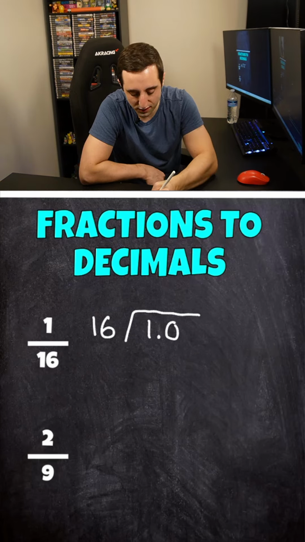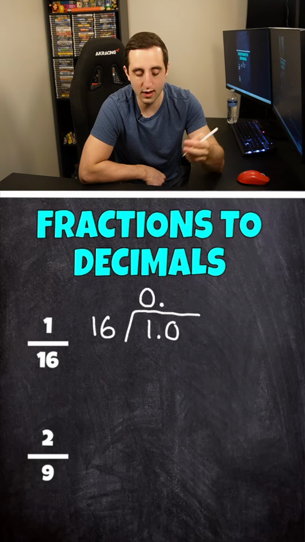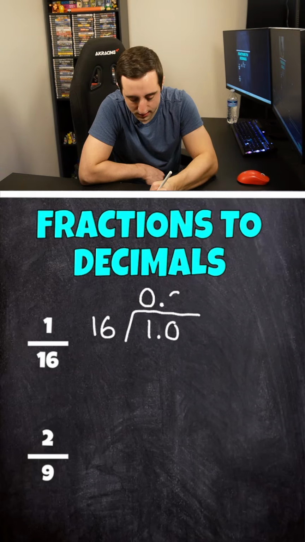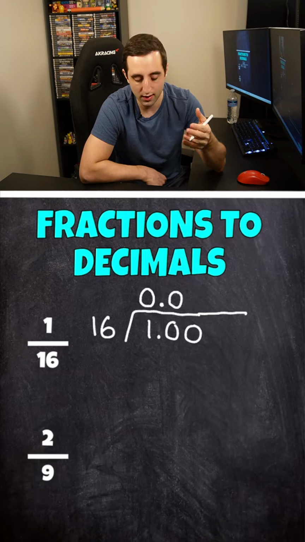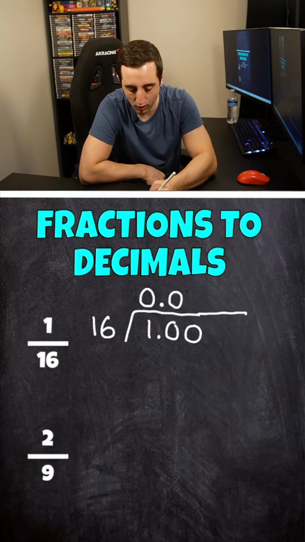Well, 16 didn't fit into 1, so we're going to put a 0 up in our quotient, or the answer to a division problem. We're going to move the decimal point up, and then how many times does 16 fit into the number 10? Well, again, it doesn't, and then we'll just extend this line out so we can continue. We're going to add another 0. Again, that doesn't change the value. 1.00 and 1 are the same thing. How many times does 16 fit into 100 now? Well, it fits 6 times.